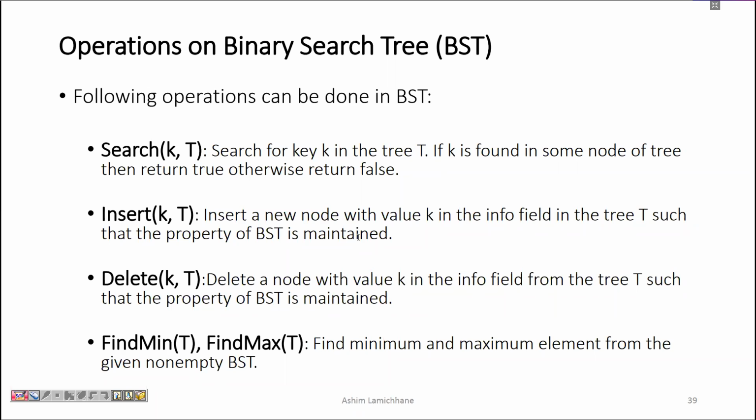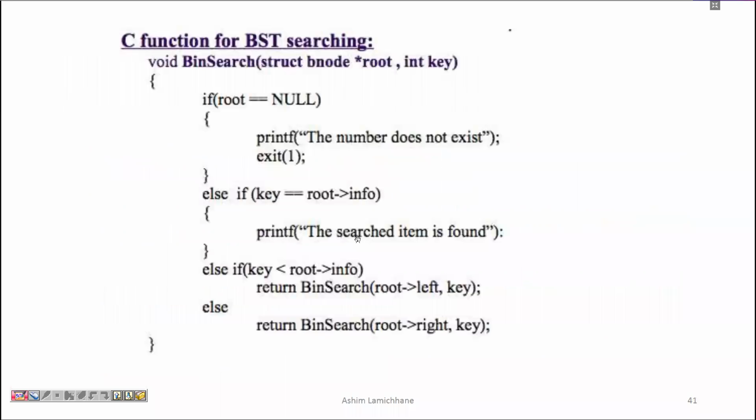So for example, search K in T: you are searching a binary search tree for a particular key value, whether that key value is there or not. Similarly, for insertion, you want to insert a new node with a value K, the new value, on the tree T. You may want to delete a particular node with the value K. You need to search the entire tree and find the node with the minimum value, or the node with the maximum value. So these are some of the operations that you may do.